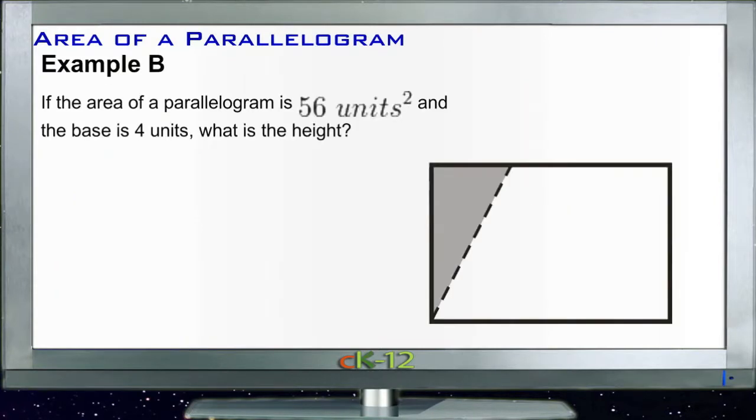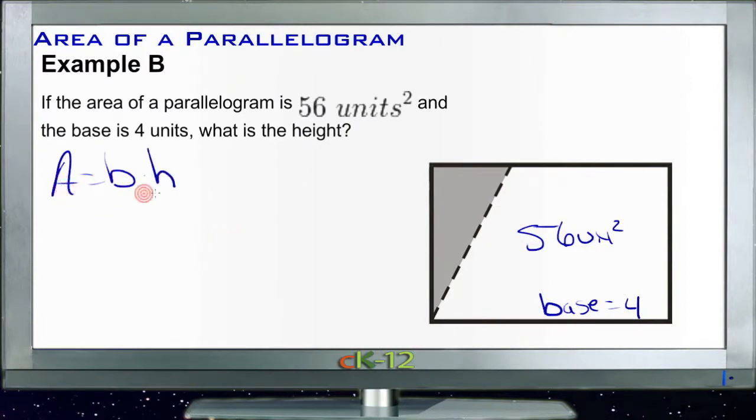All right, example B. Example B says, if the area of a parallelogram is 56 square units, so we have our whole area here, 56 units squared, and the base is 4 units, then what's the height? Well, remember that our formula for the area of a parallelogram is area equals base times height, right? So we can use this formula and just plug in the information we do have. In this case, we actually have the area and we have the base. What we don't have is the height.